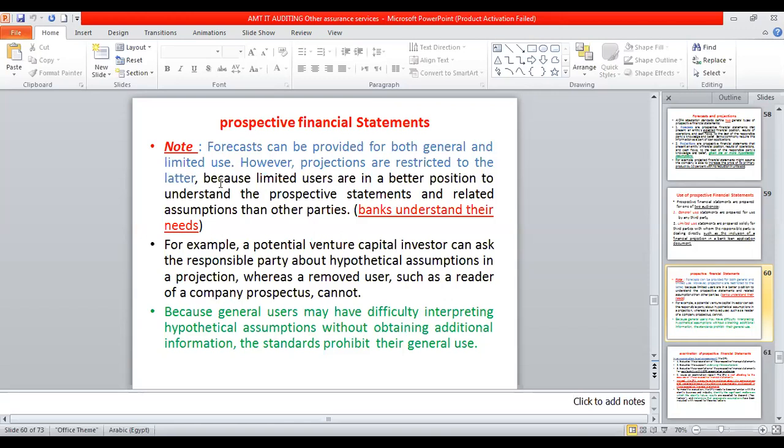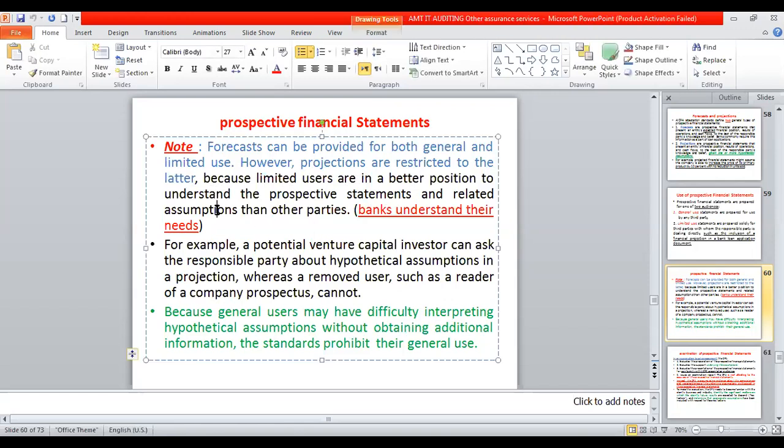Because limited users are in a better position to understand the prospective statements and their related assumptions. So the idea here is the assumptions on which we built the financial information. If I'm talking about forecasted financial statements, the basis is already known. The company already has experience or previous experience, a background on which it can forecast financial statements, and the forecast is more accurate than projected financial statements.